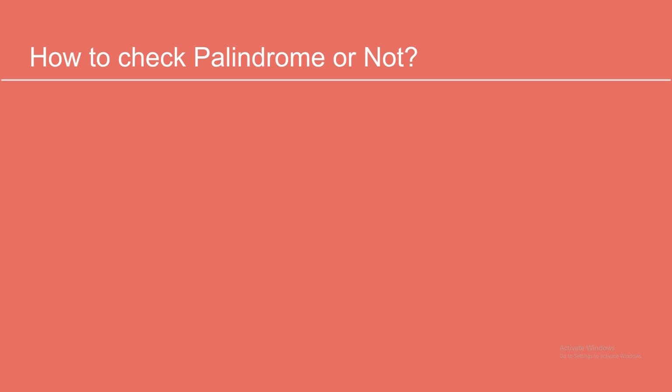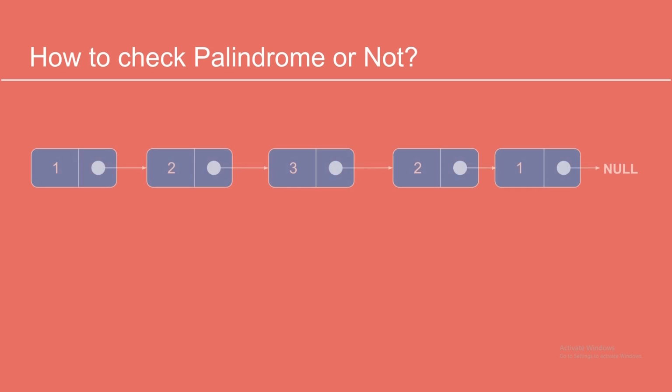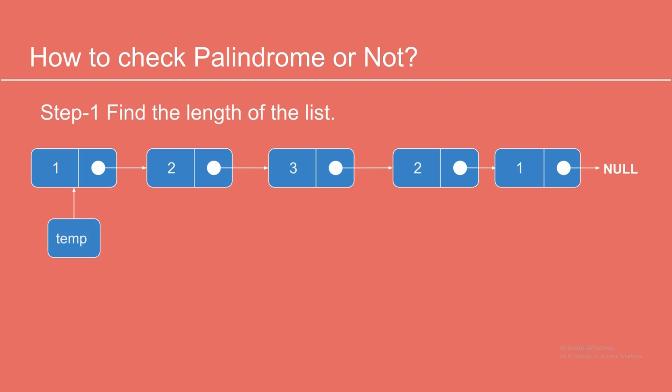Now let's go through one full example. Suppose we are given the following linked list. Our first step is to find the length of the list. We will create a temporary reference and assign head to it. Now both the temporary reference and the head point to the first node, that is 1. Then we will create a length variable and assign 0 to it.